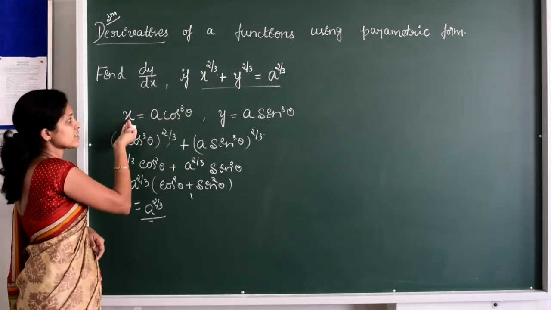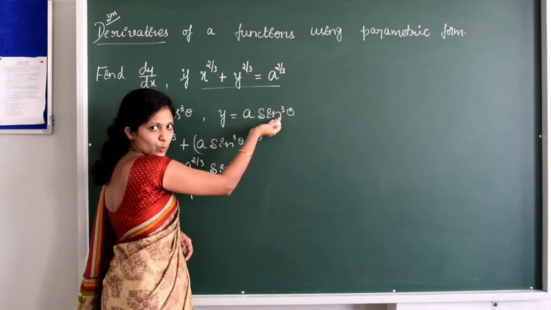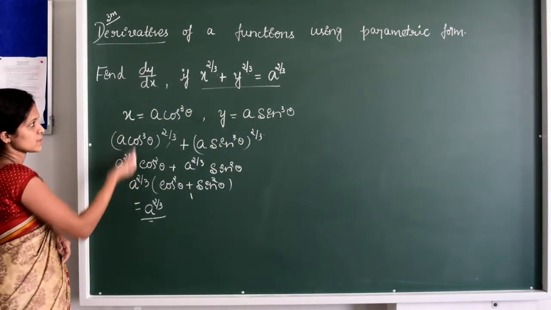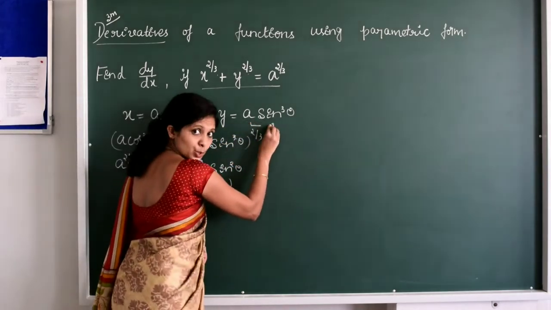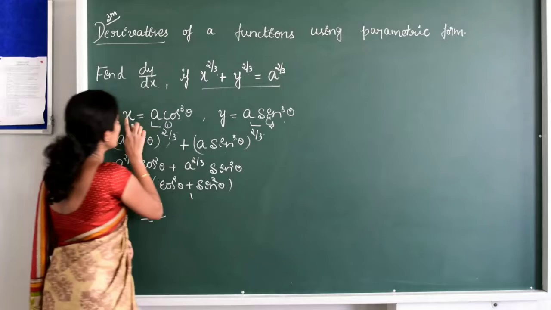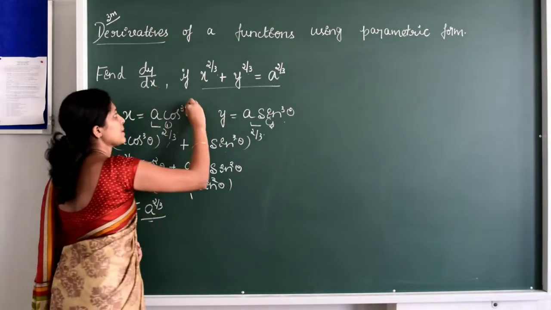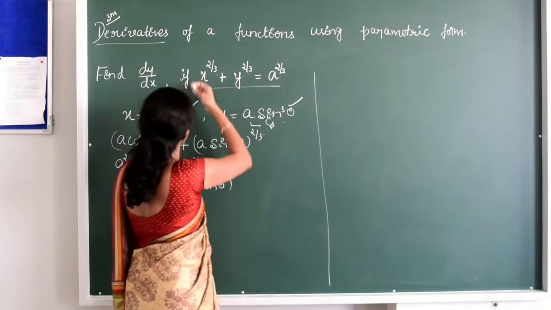Either you can take x is equal to a sin cube theta and y is equal to a cos cube theta, or this one, any one is possible. Okay. Now we proved that this is possible. Now we will consider this as equation 1 and this as equation 2. Now the variables are x and y. We are representing these by using another variable, that is theta. Is it clear? We find dy by dx.